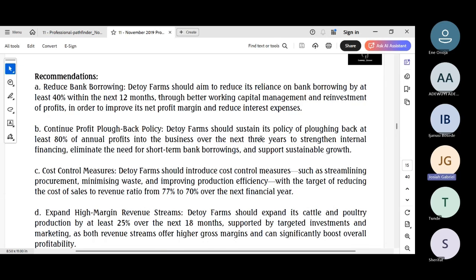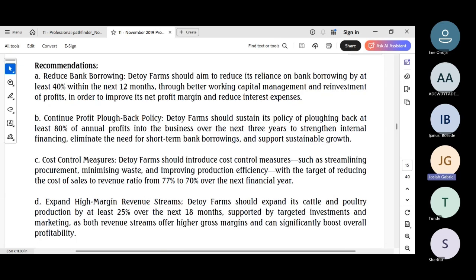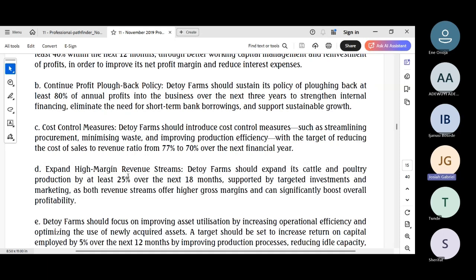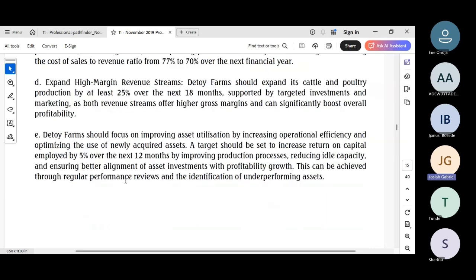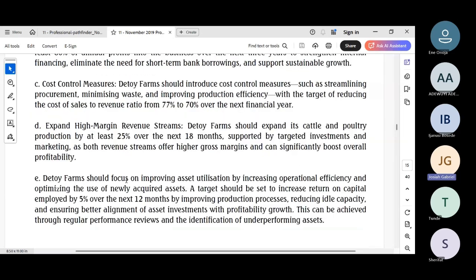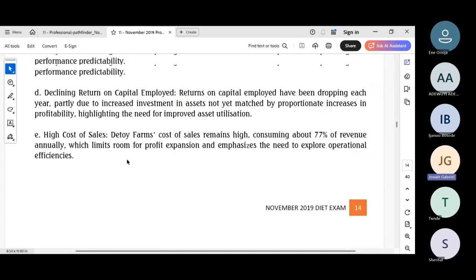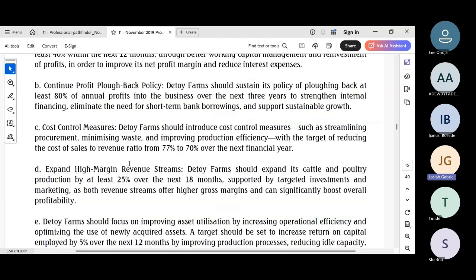We said in the next 3 years, through cost control measures. We said how, when, and what to do. We also said expand high margin revenue streams. We also stated in 18 months. You can see the recommendations are specific. And once you give four from your conclusions, you are done with requirement 1.